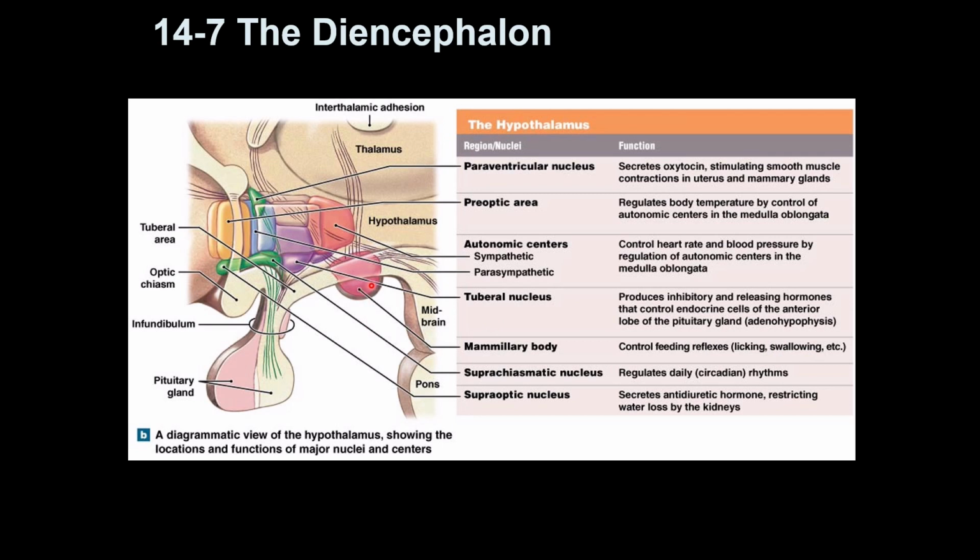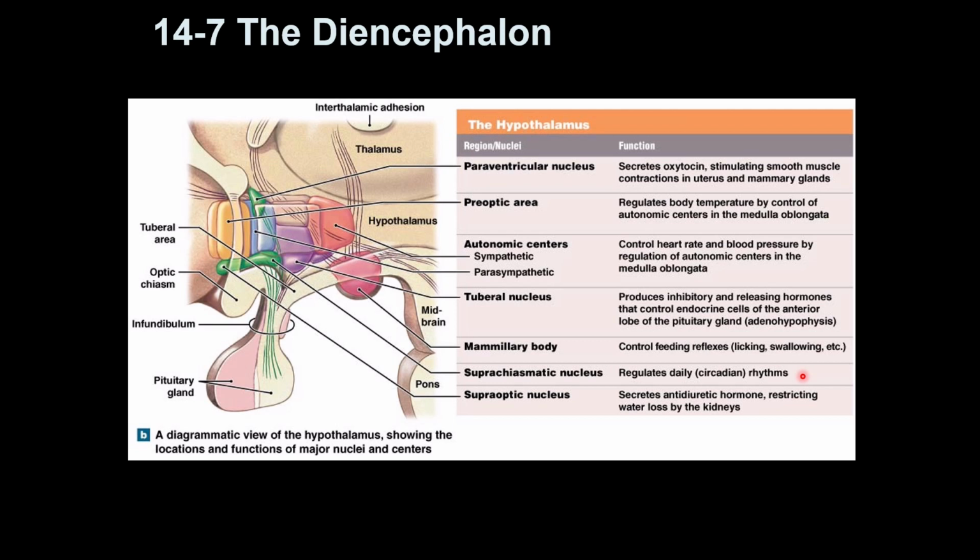Then you have the suprachiasmatic, and the suprachiasmatic is important for the circadian rhythm. If you remember, melatonin was secreted from the epithalamus. That was important for circadian rhythm. And the suprachiasmatic is another area. Also, this gets information from the eyes. So that's another part that is responsible for circadian rhythm.